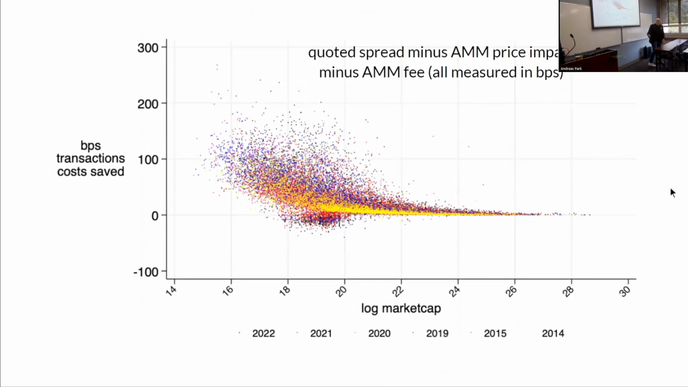Okay, so now if you look at the transactions that you save, this is the basis points of transactions that you can save by using an AMM. For low-volume stocks, it's actually pretty substantial. It's several hundred basis points, 150 basis points on average. It's less for the large stocks, right? Because everything is very, very tight and costs are quite low. But you can see in particular for small stocks, there's a huge change here.